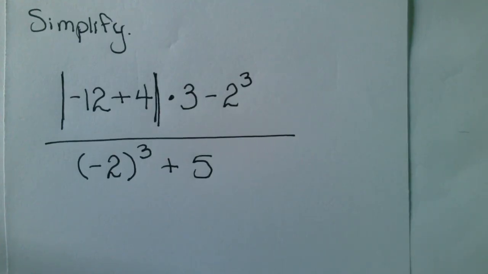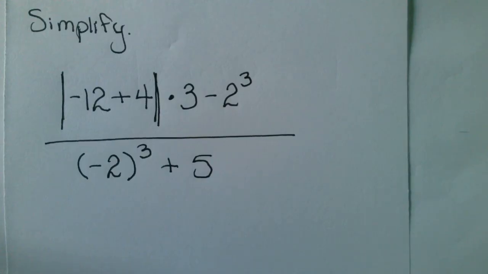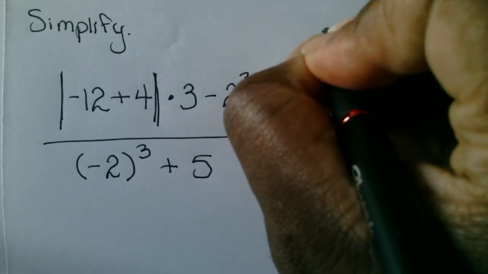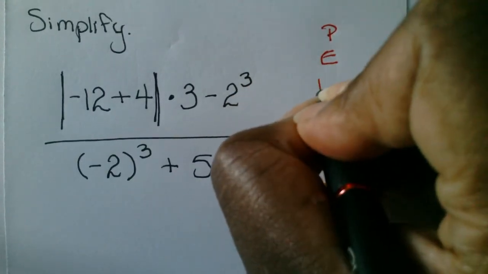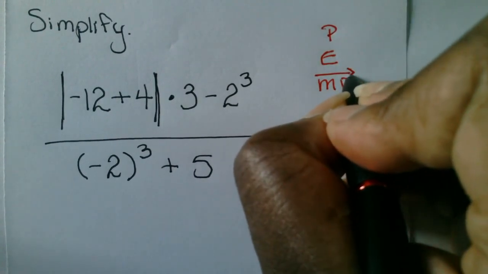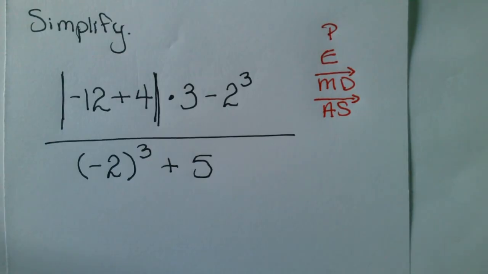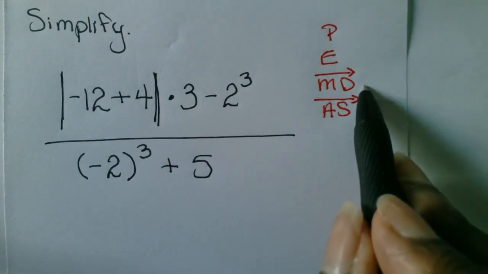Now, if there's something up here and you just don't know where to start, go ahead and put a question mark. If you notice, there's no equal sign, so we're not solving, we're simplifying. And what are we going to use to simplify? Please Excuse My Dear Aunt Sally. And the key part for multiplication and division, as well as addition and subtraction, is the part that 92 to 93% of people always forget: from left to right.